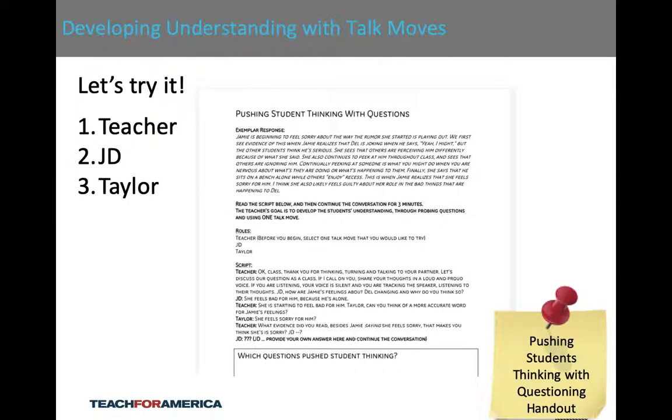To get some more practice in that, we're going to pull up our pushing student thinking with questions as listed here. I want you to read through this scenario first. I want you to think about what questions would push students' discussion, and how would this strategy be part of your lesson plan.